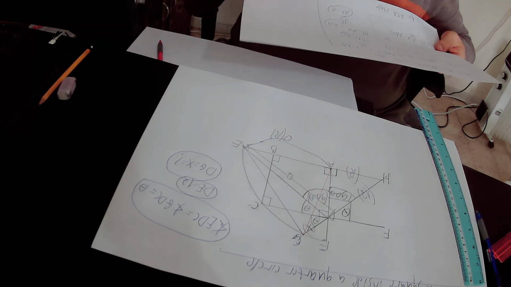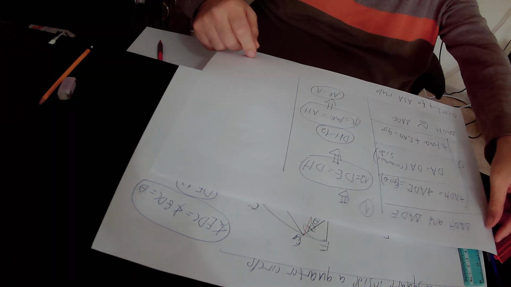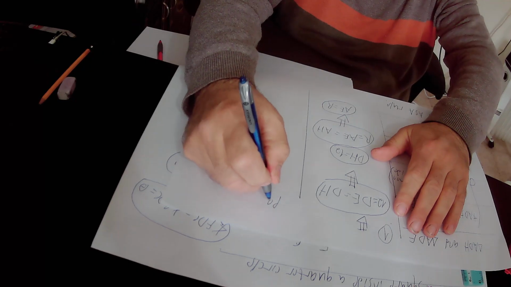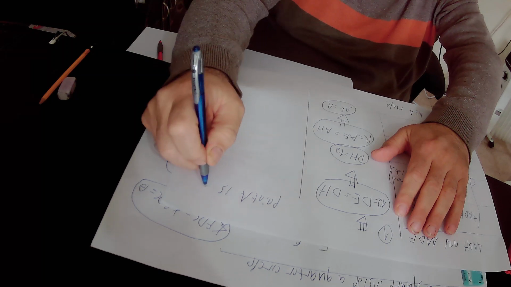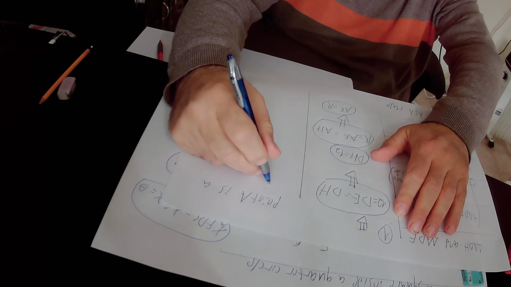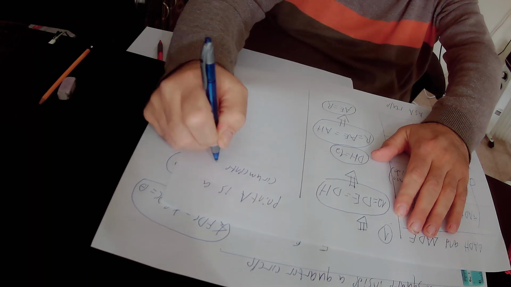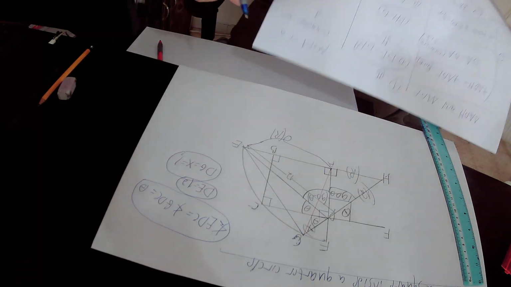Point A is defined as a circumcenter of triangle GHE.